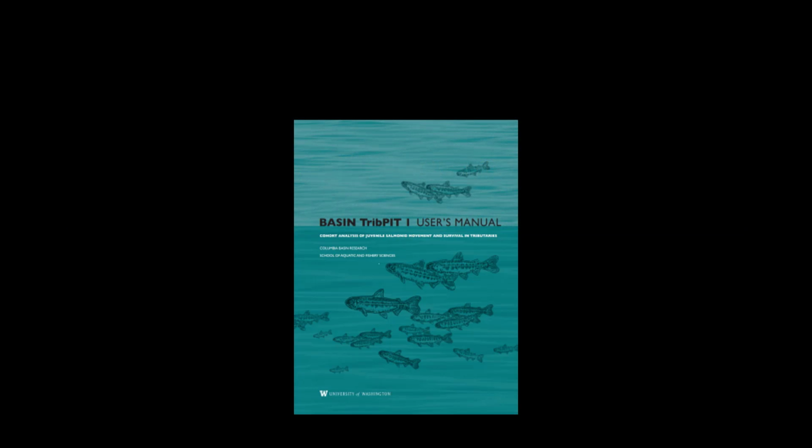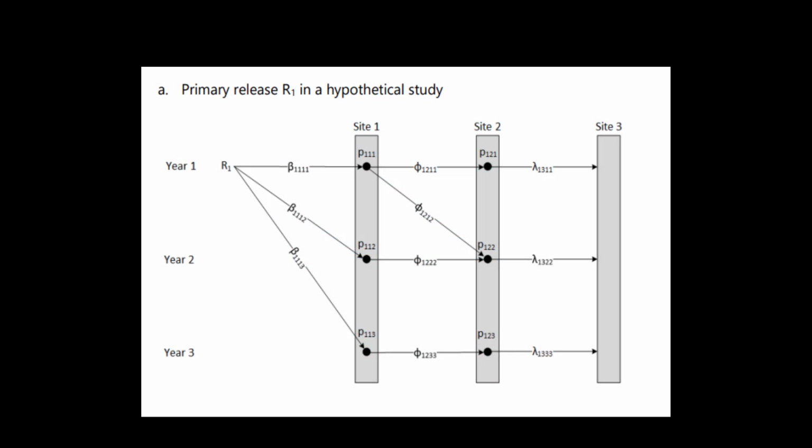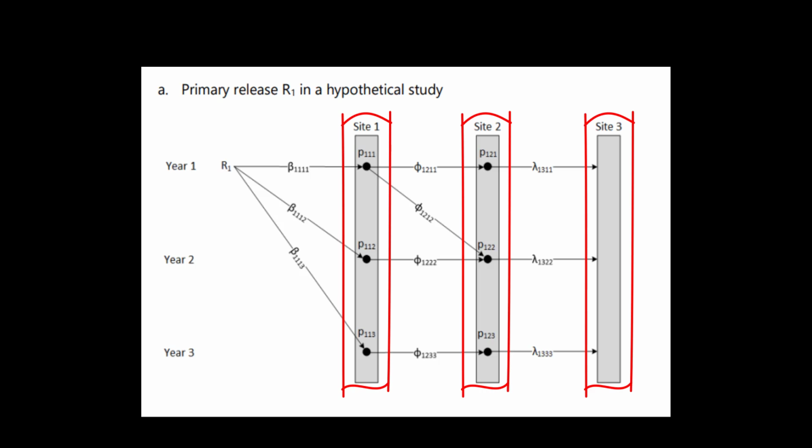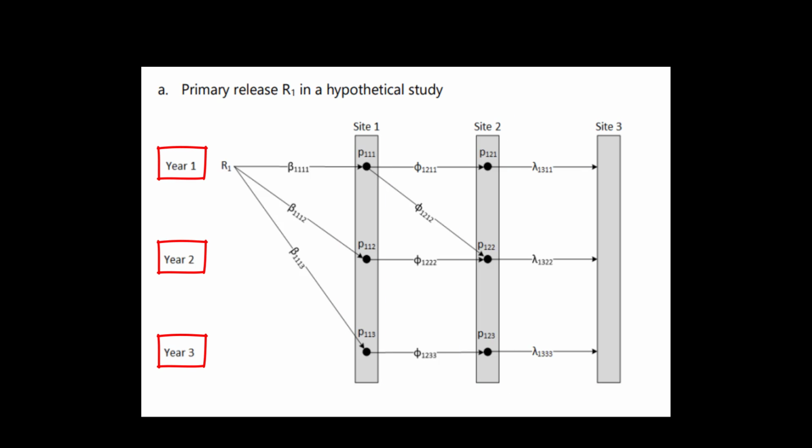Let's take a look at the basic parameters that BasinTribPit takes into account when modeling survival estimates. We will refer to an example of a model schematic as we introduce the model parameters. This model schematic shows a stylized version of the data structure of a hypothetical data set using a single release group. The fish were all released in the upper left here and then moved downstream as they moved to the right. The 3 vertical bars indicate the detection sites. The 3 horizontal rows represent the 3 observation years, years 1, 2, and 3.